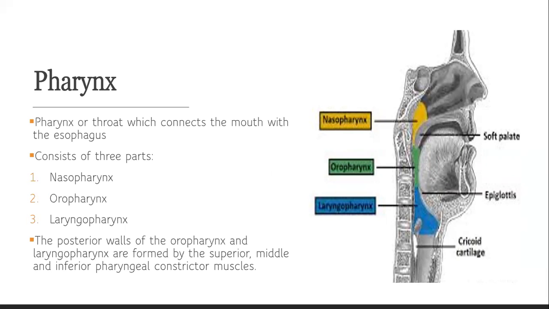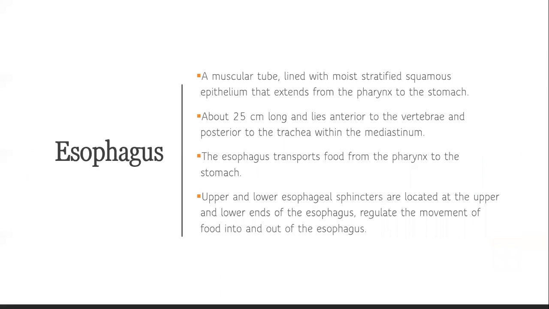Then our next organ after the oral cavity is our pharynx. The pharynx or throat connects the mouth with the esophagus. And our pharynx has three parts: the nasopharynx, the oropharynx, and the laryngopharynx. The posterior walls of the oropharynx and laryngopharynx are formed by superior, middle, and inferior pharyngeal constrictor muscles.